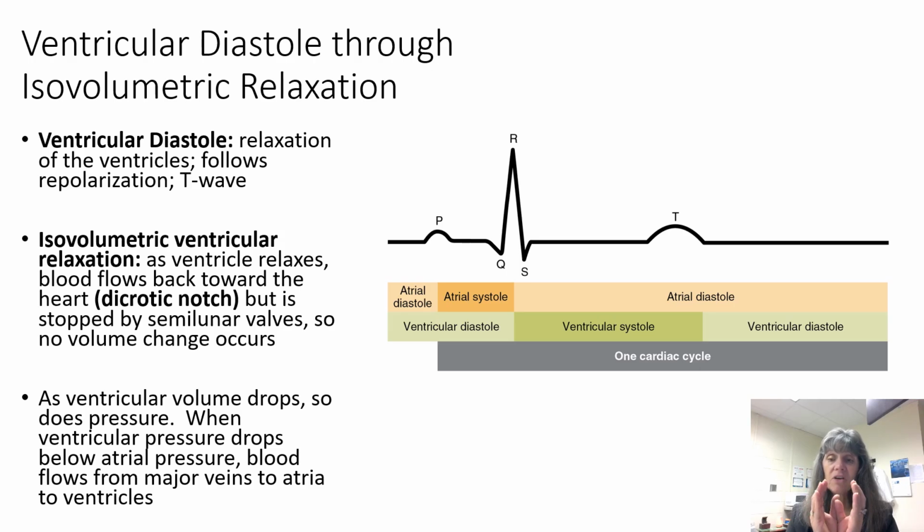Contraction is systole, relaxation is diastole. As the ventricular volume drops when the ventricles eject their blood, with the volume dropping, that's going to cause a drop in the pressure in the ventricles as well. And it's going to drop below the pressure that's in the atria because blood is flowing back into the atria as ventricular relaxation occurs.